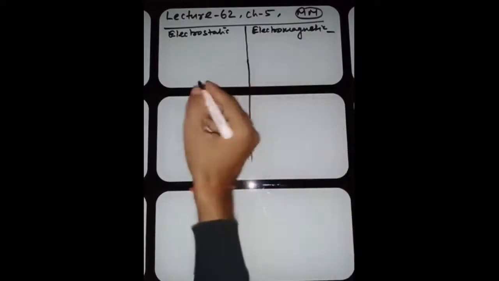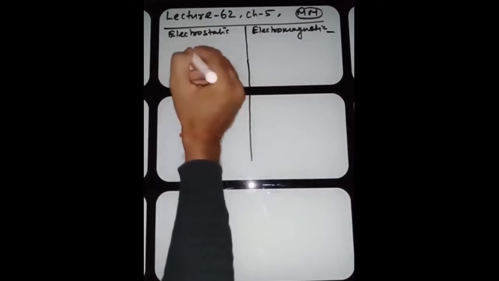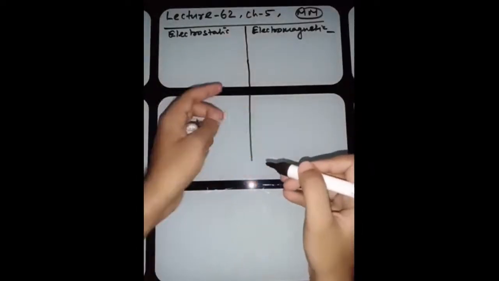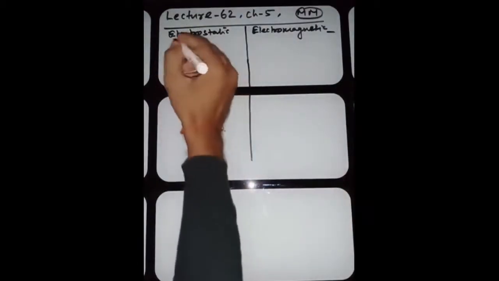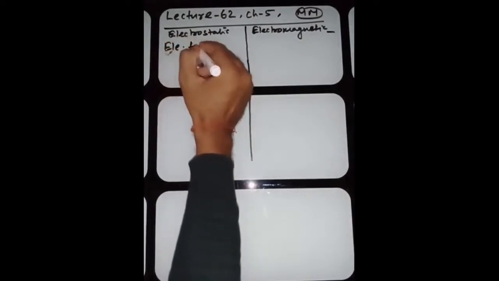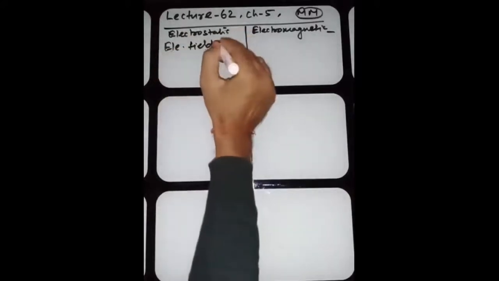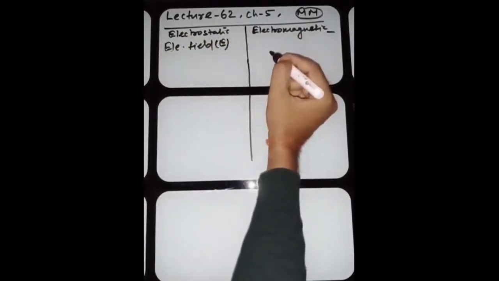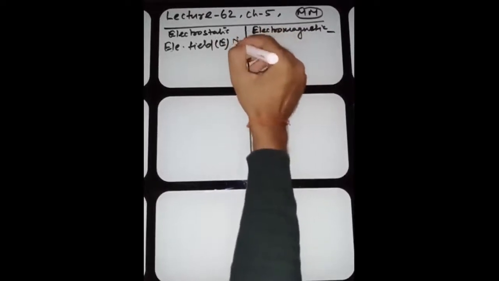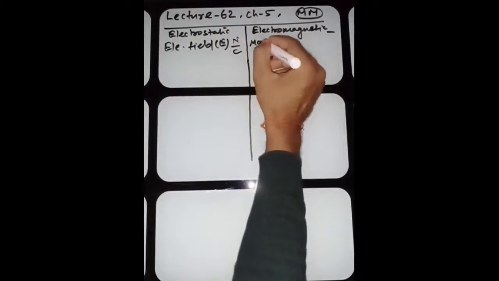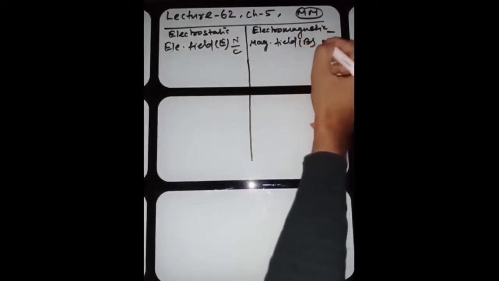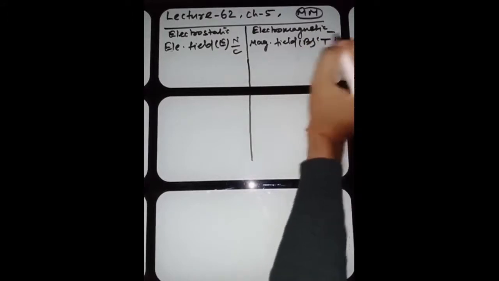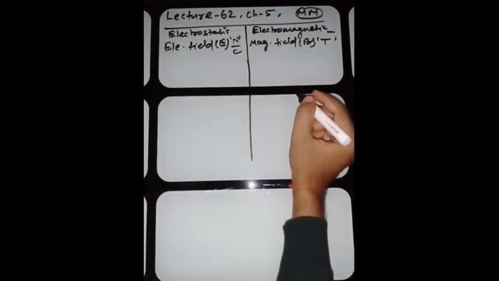The first is the electric field. If we are writing in this section of electrostatics, the electric field is represented by E, and we use the SI unit Newton per Coulomb. And here, for the magnetic field, we have used the unit Tesla, and it is represented by the symbol B.